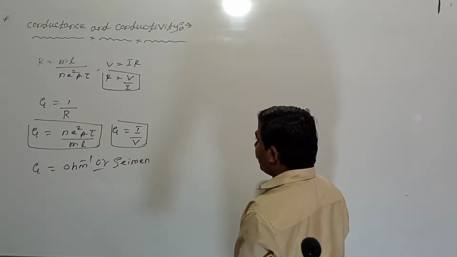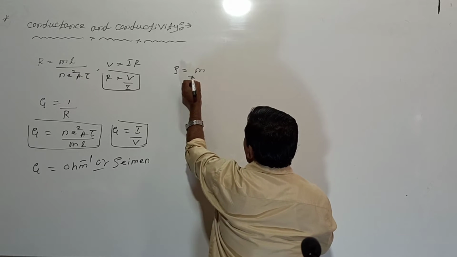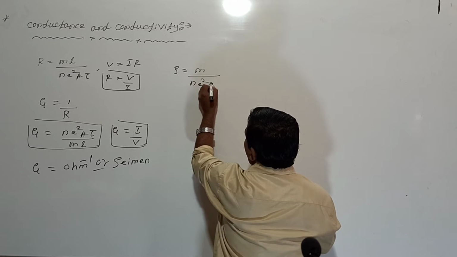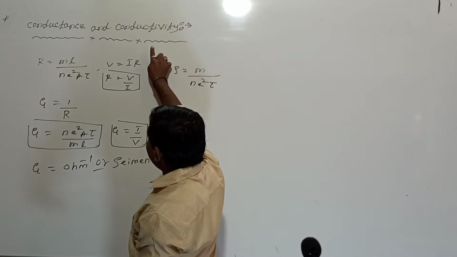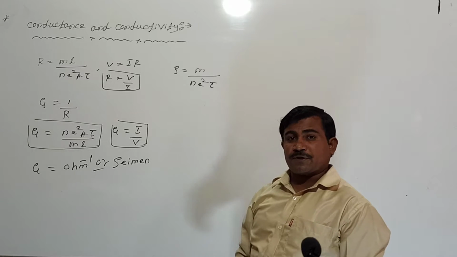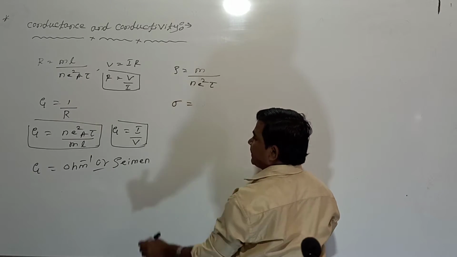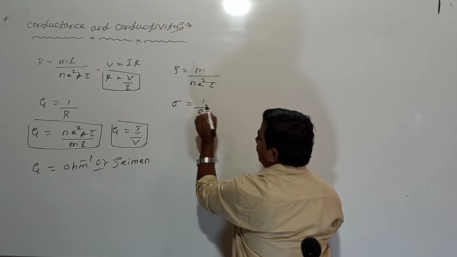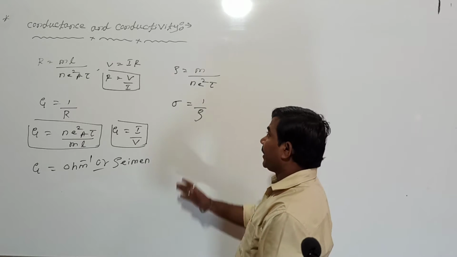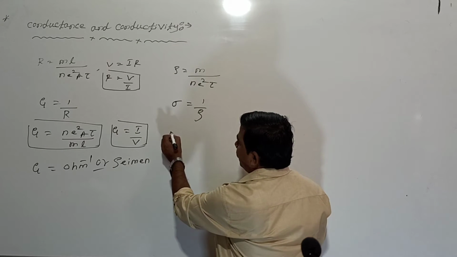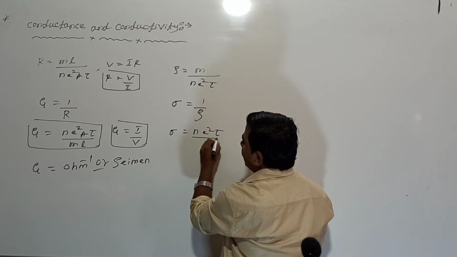Conductivity. You know the resistivity formula. See, what is the resistivity formula? Rho equals m divided by n e square tau. This is the resistivity. Conductivity is the reciprocal of resistivity. Conductivity is represented by sigma. Reciprocal of resistivity, that we are calling conductivity. Then how to write, from this one? Conductivity equals how much? n e square tau divided by m.